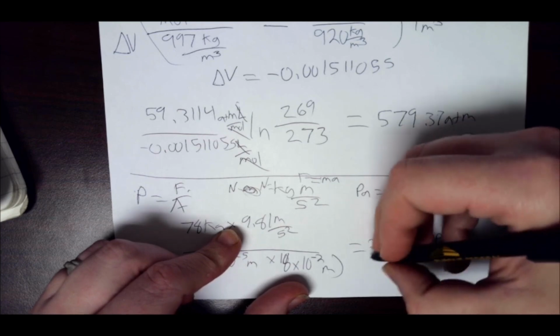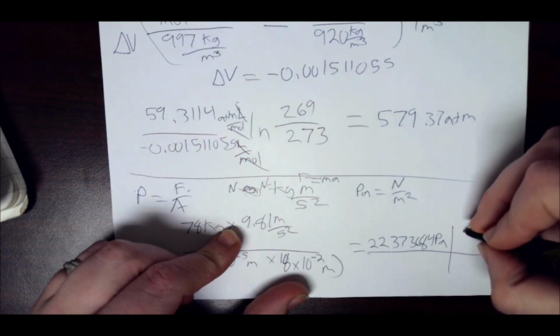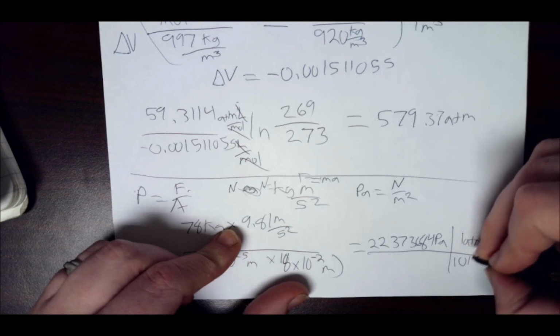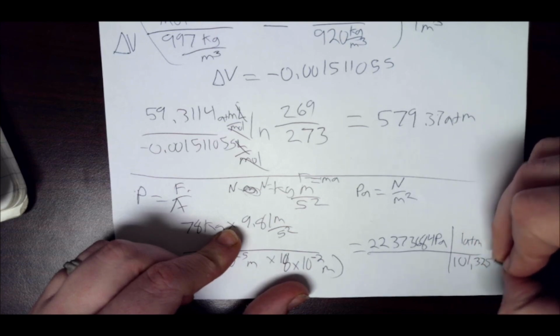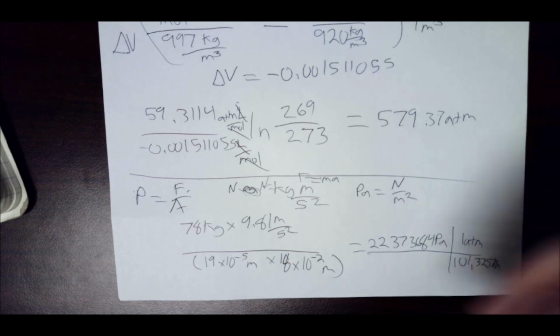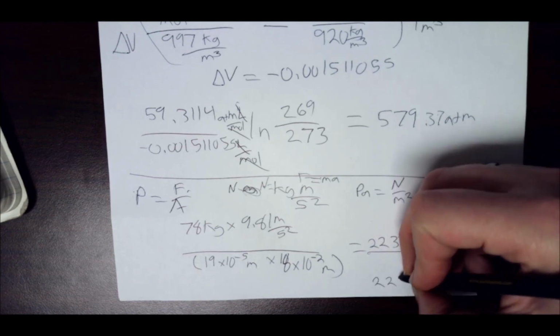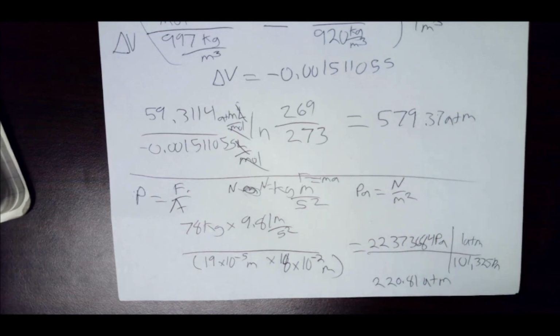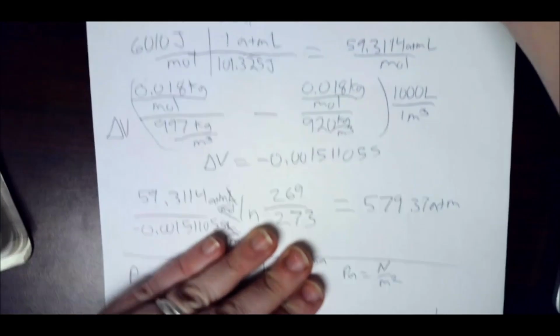But 1 atmosphere is equal to 101,325 pascals. So 2.2373684 divided by 101,325 is something like 220.81 atmospheres. So they're generating 220 atmospheres of pressure.